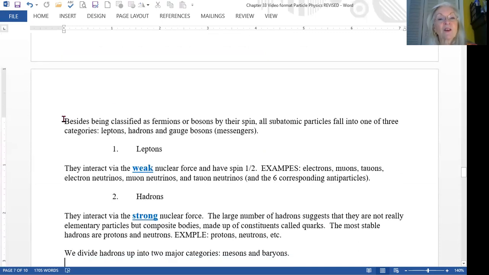So besides being classified as fermions or bosons by their spin, subatomic particles fall into, like I said, these three categories: leptons, hadrons, and gauge bosons. Leptons interact by way of the weak nuclear force and have spin 1/2. Hadrons interact by the strong nuclear force. There are a large number of them, so we assume that they're probably really not elementary particles, but composites of something smaller. And in fact, now we think they're made up of quarks. We'll talk about those in just a minute.